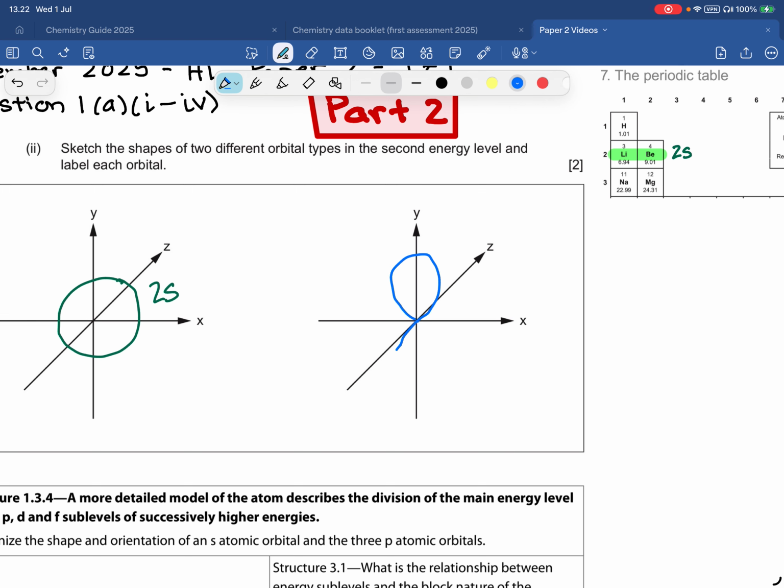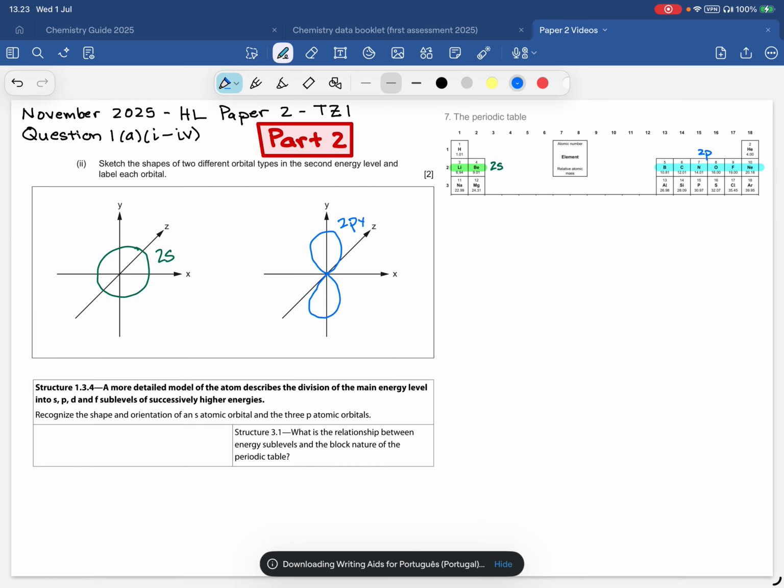It is a dumbbell shape, remember? And 2p is probably enough to get you the second mark, but you never know. So if you are with it enough to realize that that is a 2py, then go ahead and label it that way. We're about to have a look at the mark scheme from the IB, and we'll see what they said.